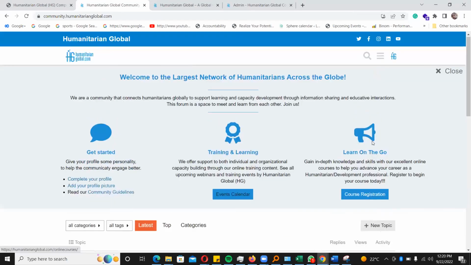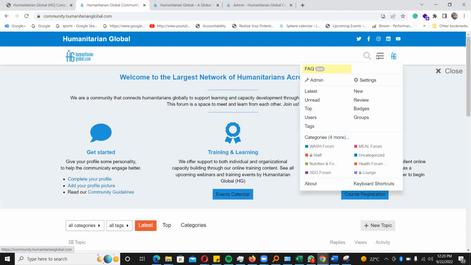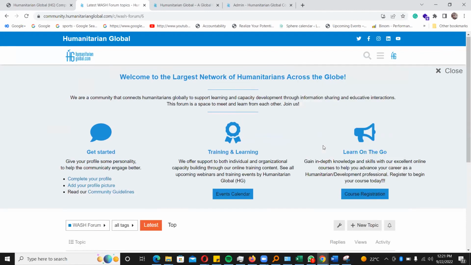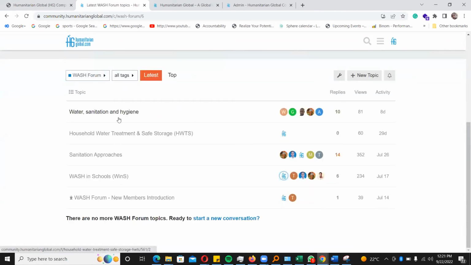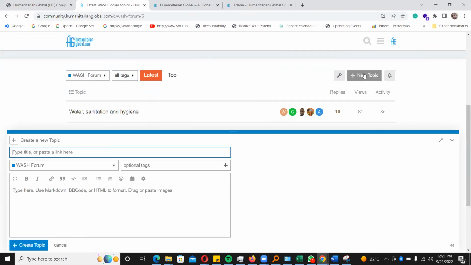Once you log in, this is the menu. Once you click on the menu, you can select the forum that you want to be part of. For instance, you might choose a WASH forum. You can come here and even introduce yourself, because we have a topic for introductions. And in case you have a question, you can post it as a new topic.